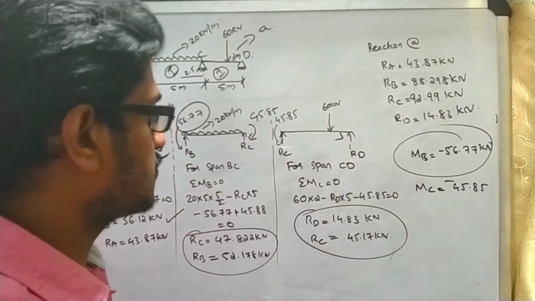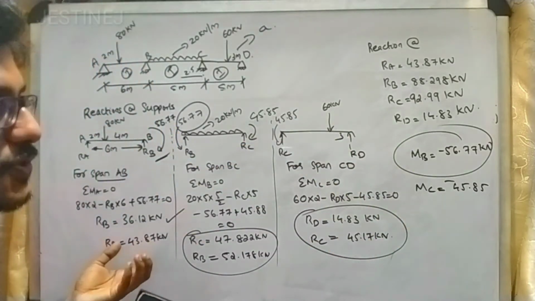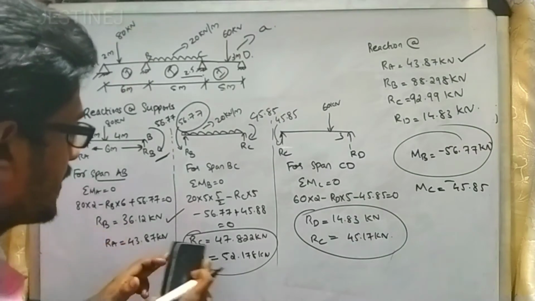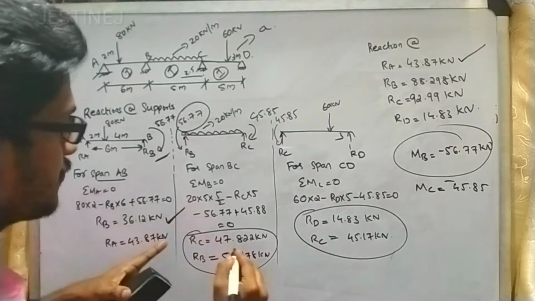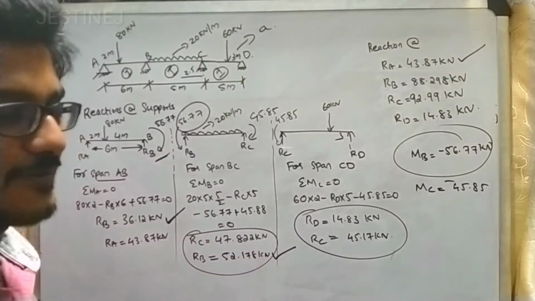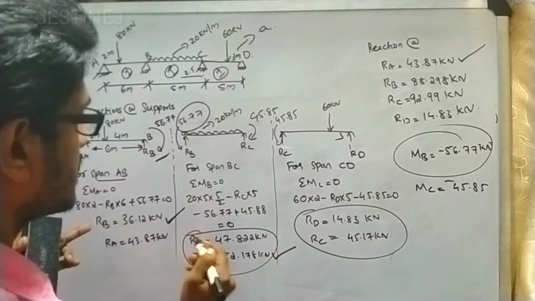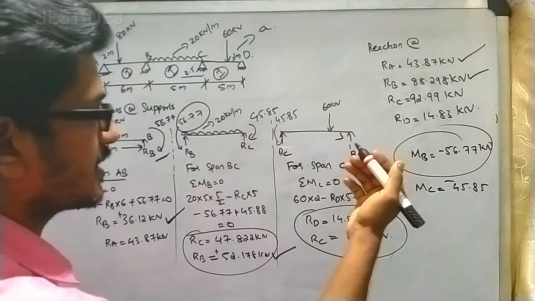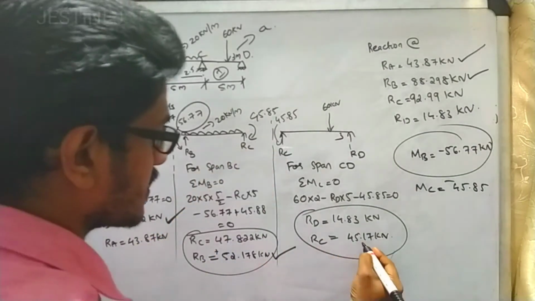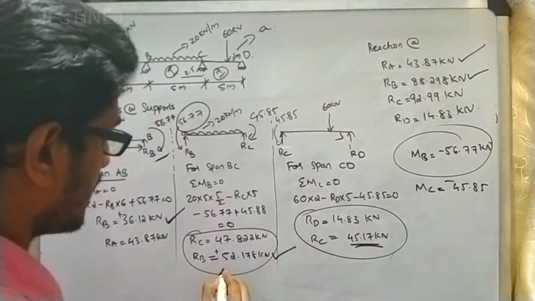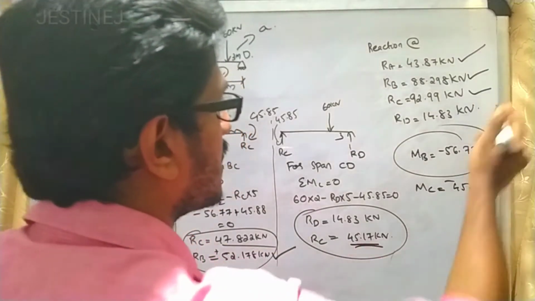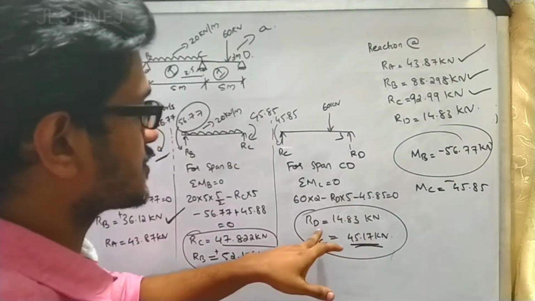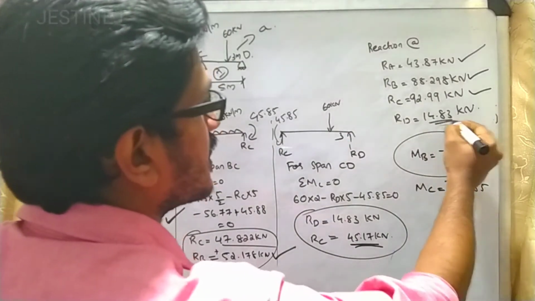And next step is to find out the final reactions. In this case, RA value is going to be 43.87 kilonewton, so you can directly write it down. But in the case of RB, you can see that two values are here, RB 36.12 and here 52.178. Both the values are positive, so you have to sum up and you will finally get 88.298. And next, the RC value is going to be, both the values positive, 45.17 and here RC 47 point. Again you have to sum up and finally you get the value of 92.99 kilonewton. Then the last value RD is going to be 14.83 kilonewton.